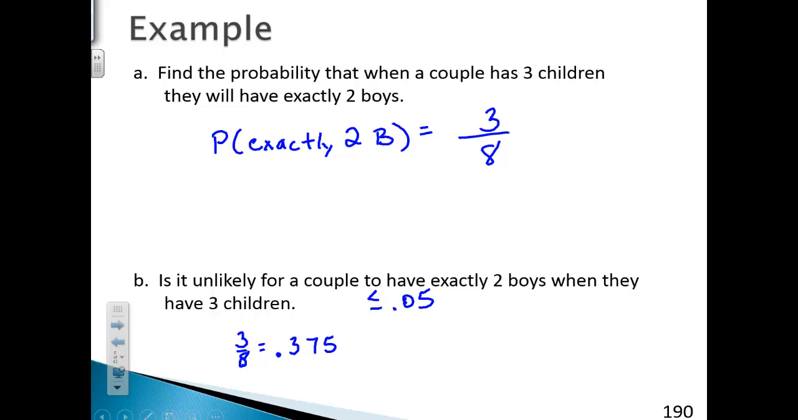Okay, so we need to compare to that. Is 0.375 less than or equal to 0.05? No, it is greater than 0.05. Therefore, it is not unlikely for a couple to have 2 boys when they have exactly 3 children. So we would write not unlikely. It's a little bit of a double negative there. Or we can write it is likely.